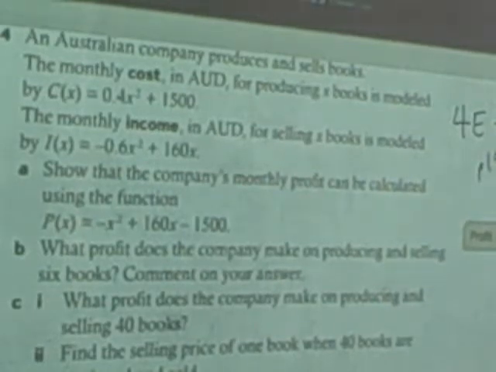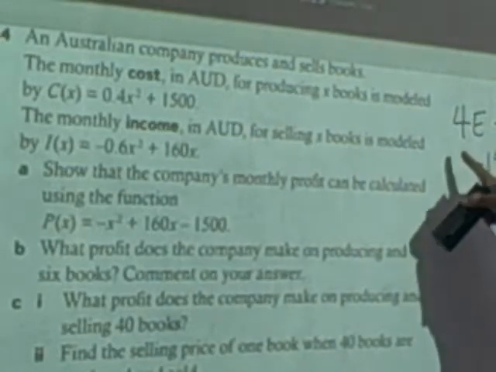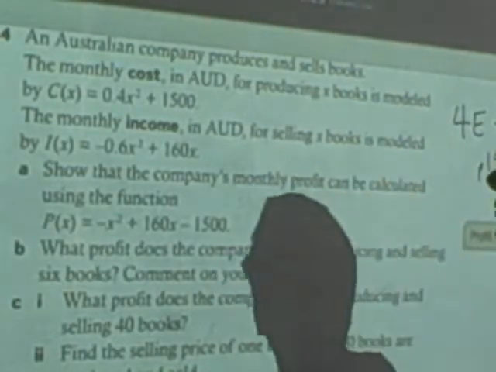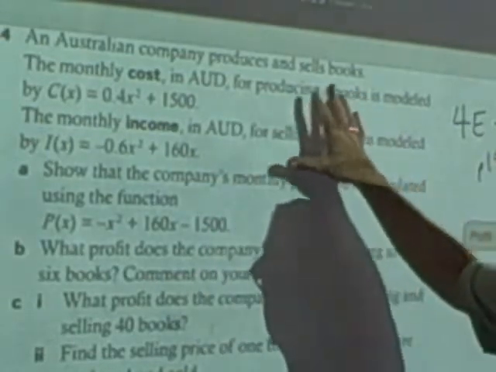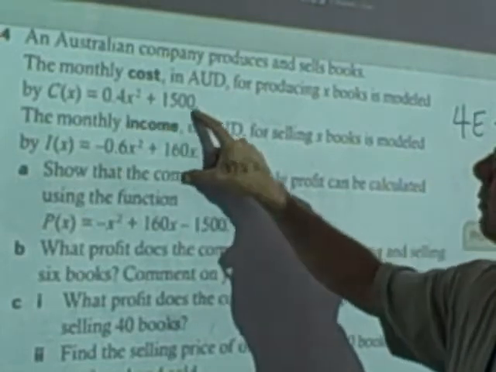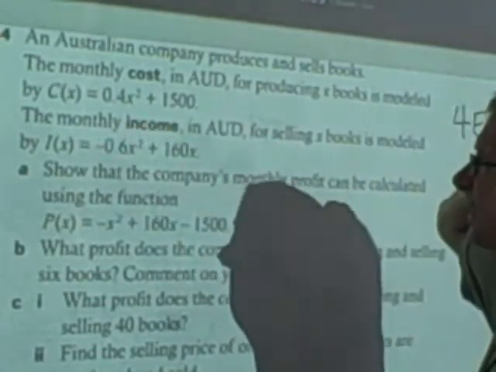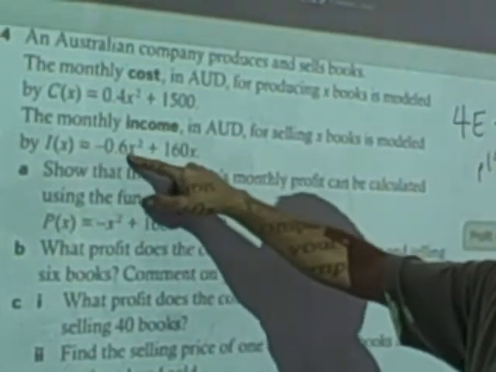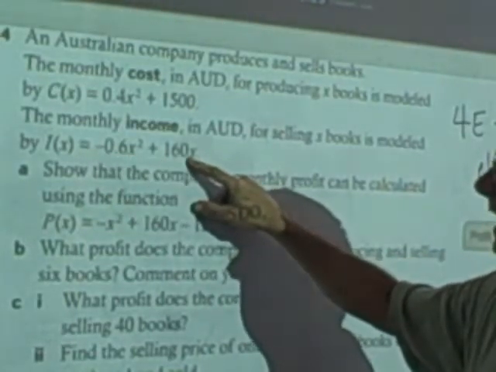All right, let's take a look at solving a functional problem. This is problem number 4 in section 4E, page 146. It reads about an Australian company producing and selling books. They give a cost function here, C of x is equal to 0.4x squared plus 1,500. Monthly income is given by this function, negative 0.6x squared plus 160x.